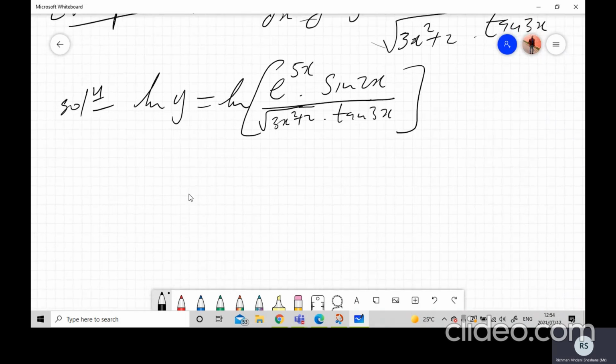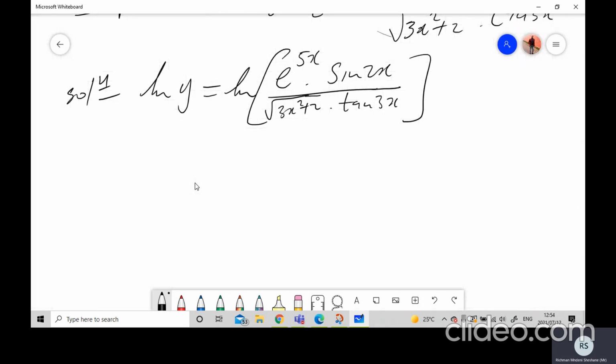The second step is expanding your right-hand side using the log properties. So here we have ln of y equals, and let's expand this using the log properties. You see we have ln of a over b. If you treat your numerator as a and the denominator as b, the log property is that ln of a over b equals ln of a minus ln of b.